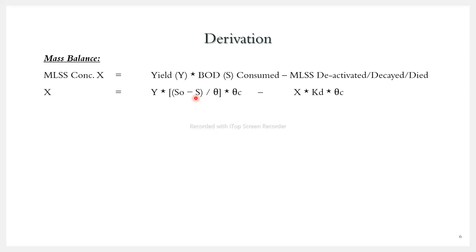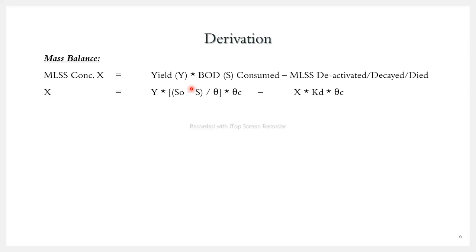Yield means there is an amount, so inlet BOD minus outlet BOD, that is the consumed BOD. Out of that consumed BOD, the entire amount is not converting to biomass. Just like whatever we eat, the entire food that we eat is not assimilated in our body, right? Some part of the food is rejected. Some part of the food increases our body's mass. Similarly, in case of microbes also, there is a concept of yield. I discussed that. That is the percentage of the BOD decreased that is getting converted to biomass.